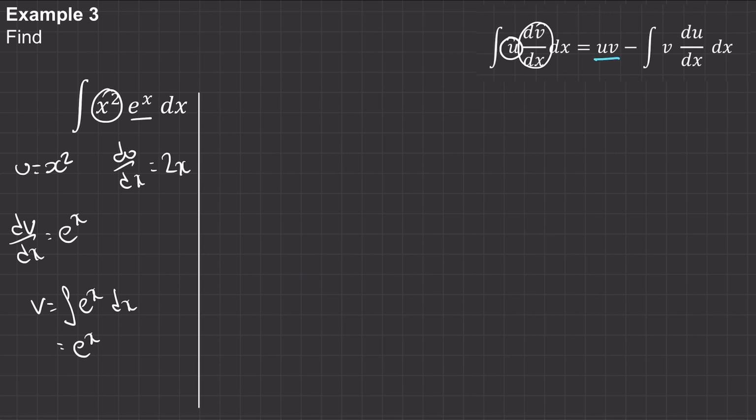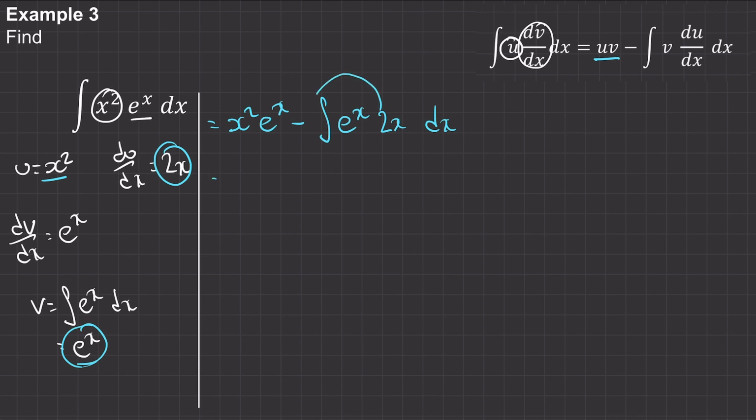So now we'll substitute these values into our formula. We have uv, so x squared e to the x, minus the integral of v, again, e to the x, du, which is 2x, integrated with respect to x. I'll tidy this up by moving the 2 out in front of the integral sign. So we have x squared e to the x minus 2 times the integral of e to the x times x dx.